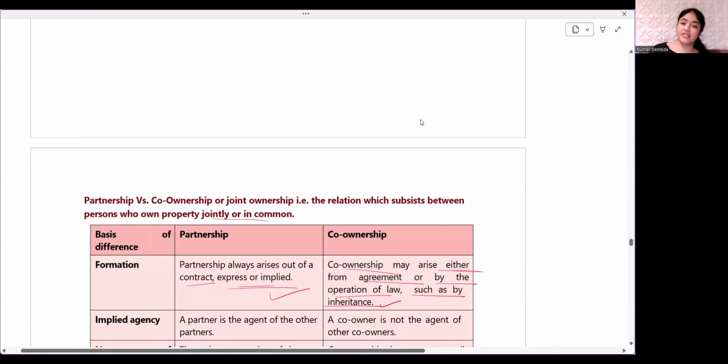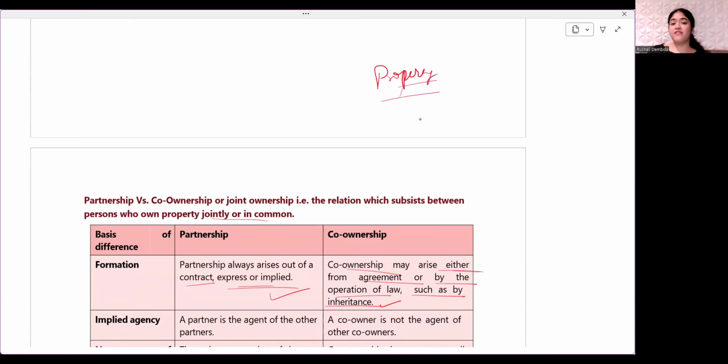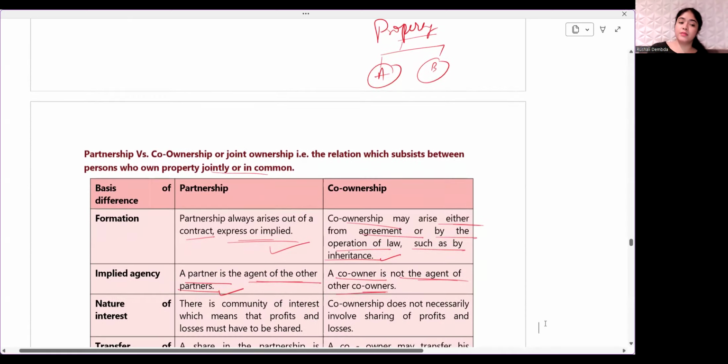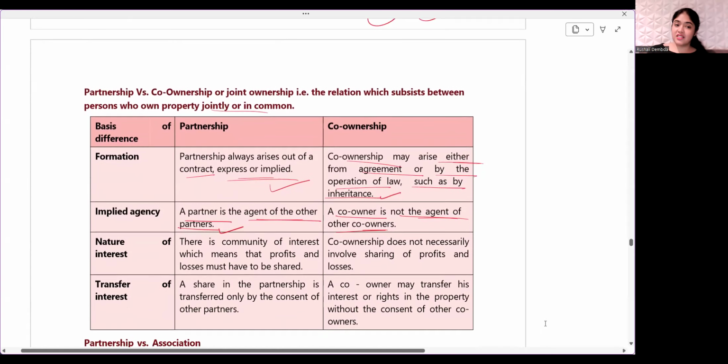Now, one property is there, right? It has been distributed by the father in the name of A and B, his sons. So here, by inheritance, by operation of law, this property has come into the co-ownership of two people. Implied agency: a partner is the agent of the other partners. A co-owner is not the agent of other co-owners. Here there is no agency business. Only partnership has the agency business, a mutual agency between them, a mutual agreement between them.